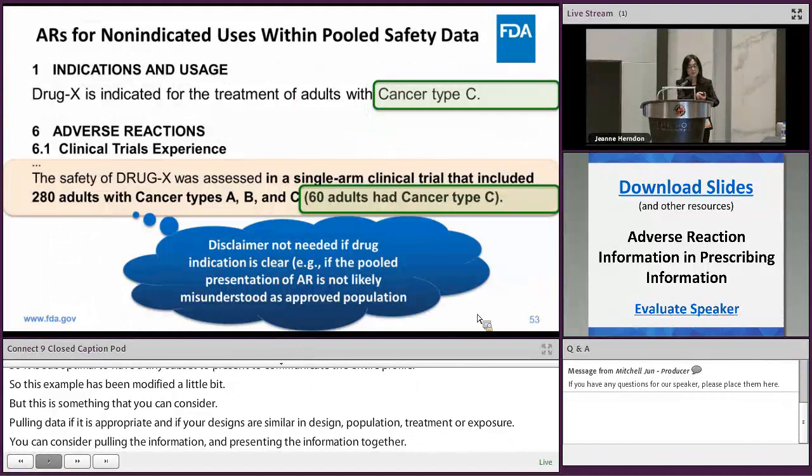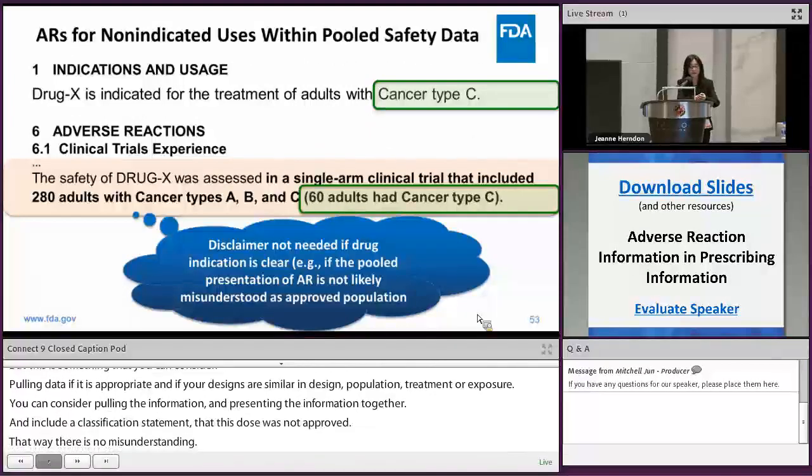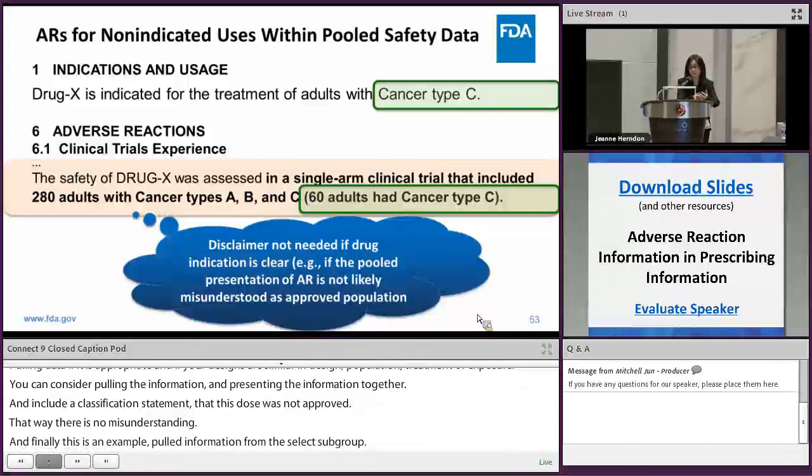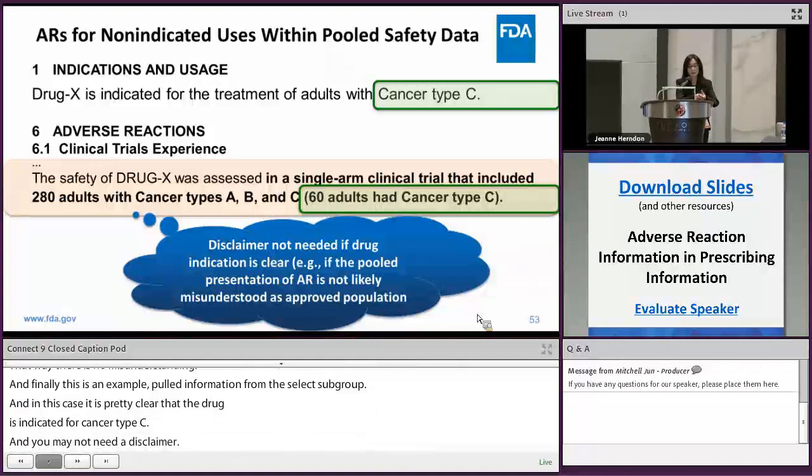And finally, this is an example of presenting pooled information, including non-indicated usage, together with the select subgroup in which it's indicated. So in this case, it's pretty clear that the drug is indicated for cancer type C, and this provider population is not likely to mistake the different cancer types and their approvals. So you may not need a disclaimer. You can just say the safety of drug X was assessed, let's say, in a single-arm clinical trial that included 280 patients with various types of cancer, and then how many in that were the subset that is approved.